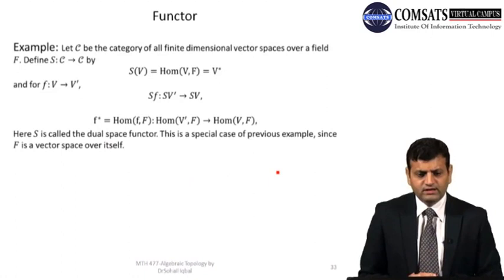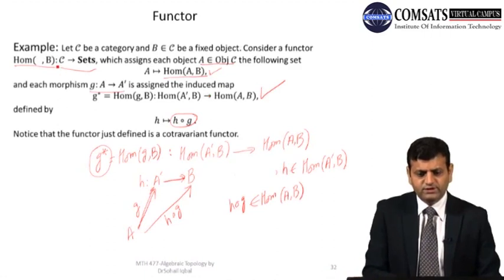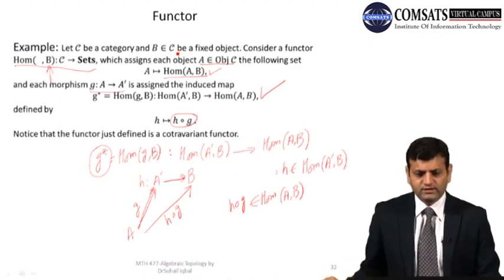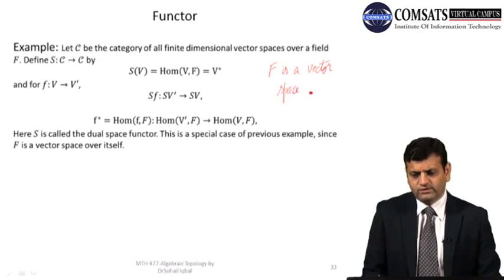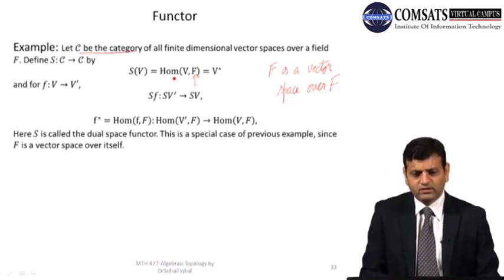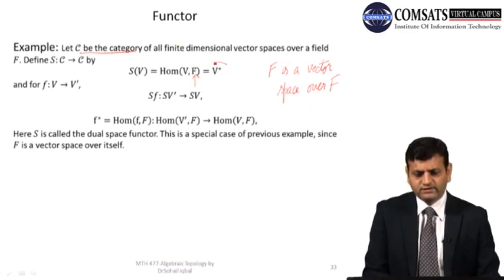So next example, let C be the category of all finite dimensional vector spaces over a field F. Then we define the following functor. In the previous example, we took this B to be a fixed element of the category. Notice that we have also done the same thing in this example. Since F is a vector space over itself, this is an element of the category of all finite dimensional vector spaces. So that's how we are defining this functor.